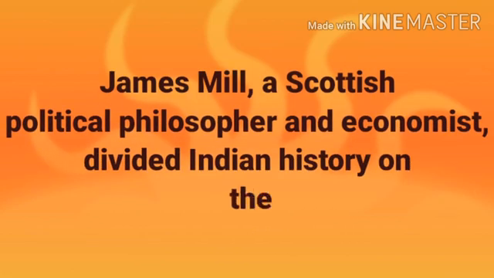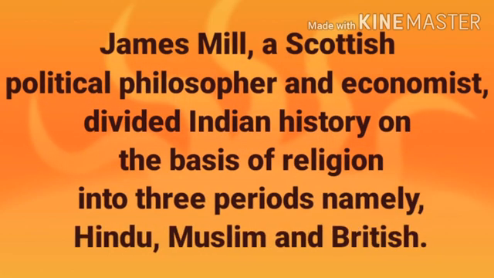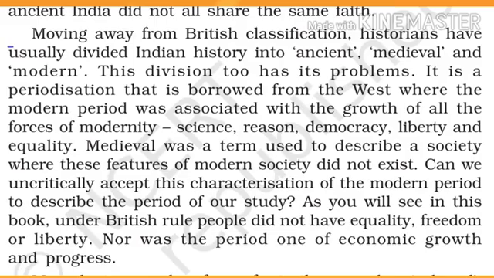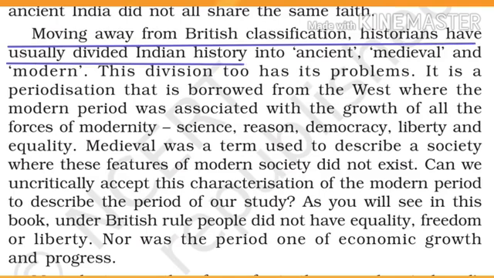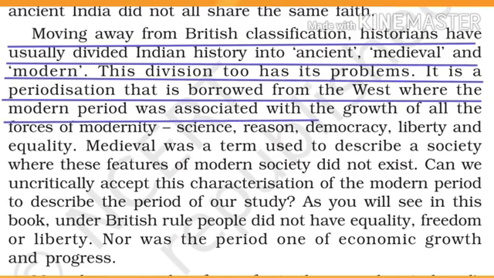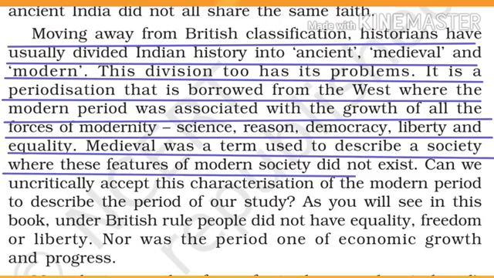James Mill, a Scottish political philosopher and economist, divided Indian history on the basis of religion into three periods, namely Hindu, Muslim, and British. Here is one more classification done by the historians. Historians have classified Indian history on the basis of time as ancient, medieval, and modern. This classification method was borrowed from the West and has its own set of problems. In the West, the modern period is associated with growth and progress.